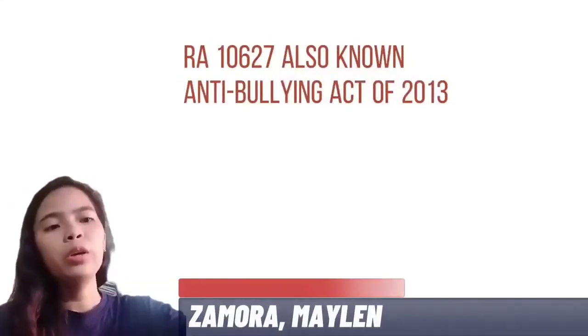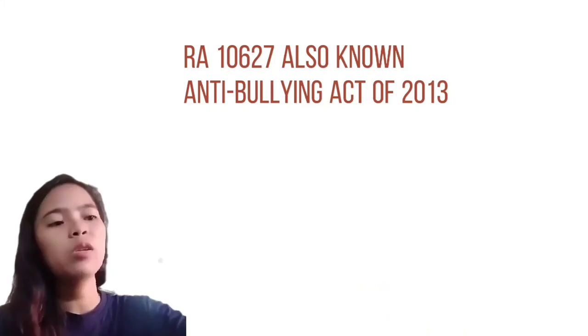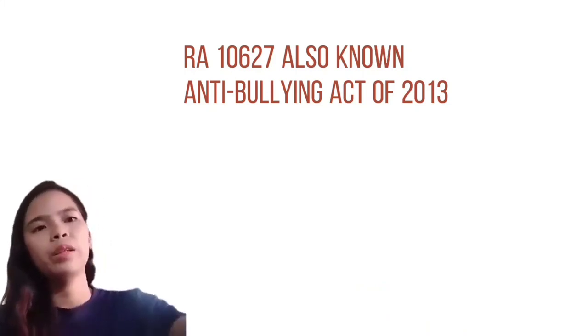Anti-Bullying Act of 2013, Republic Act 10627, also known as the Anti-Bullying Act of 2013, is an act requiring all elementary and secondary schools to adopt policies to prevent and address acts of bullying in their institutions. It requires students in high school and elementary school to take measures to prevent the act of bullying. For purposes of this act, bullying refers to any severe or repeated use by one or more students of a written, verbal, or electronic expression, or a physical act or gesture, or any combination thereof.